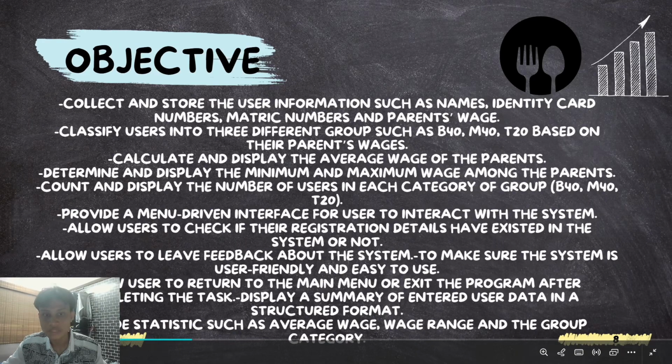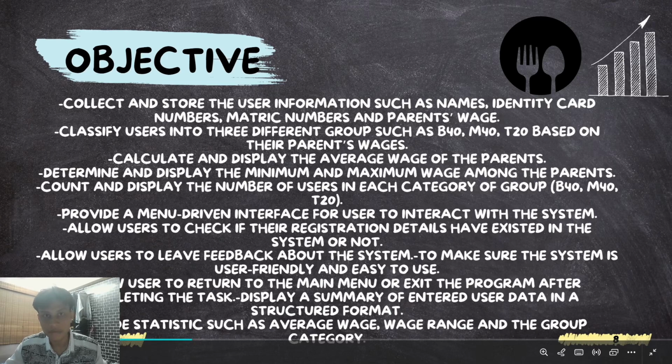It also allows users to check if their registration detail exists in the system or not, and allows users to leave feedback about the system to make sure the system is user-friendly and easy to use. It also allows users to return to the main menu or exit the program after completing the task, and displays a summary of entered user data in a structured format. It also provides statistics such as the average wage range and the group category.